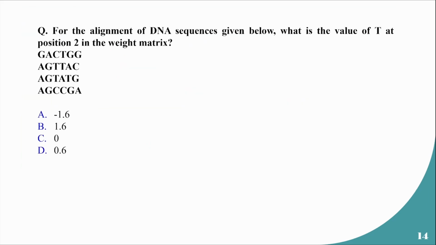Okay. So let's say we have to calculate the weight matrix value for alignments, right? Here in this case, the question is asking, for the DNA sequences that are given below, what will be the value of T at position 2 in a weight matrix. So this is not just an alignment matrix, but a weighted alignment matrix, or a weight matrix. So position 2 will of course indicate this position, right? A, G, G, G. So what would be the value for this weight matrix at position 2? Sorry, what would be the value of threonine for this weight matrix?